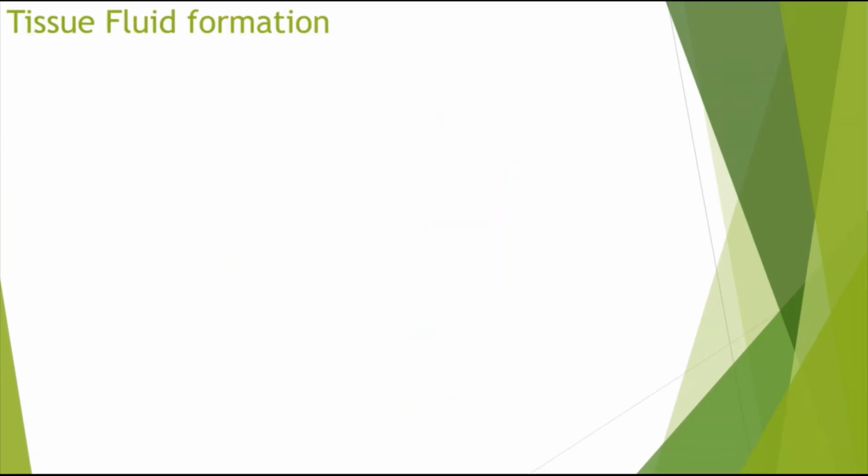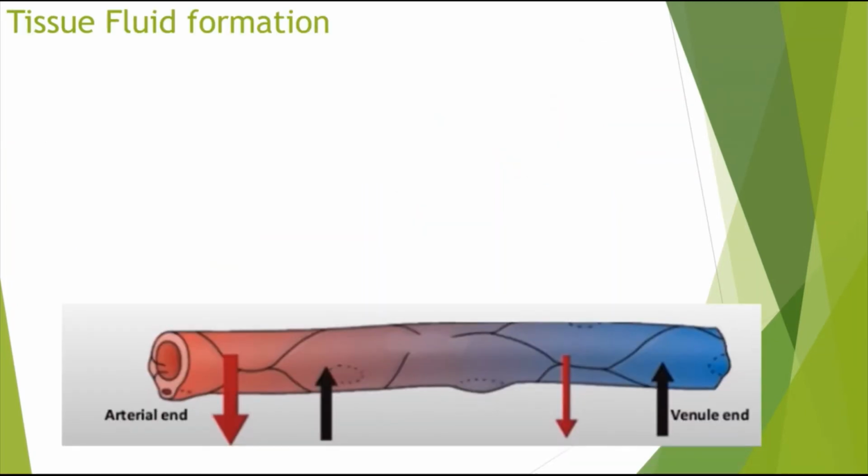Okay, so now on to the tissue fluid formation. So I'll be using this diagram to guide us. You just need to know that this is the arterial end and this is the venous end. The arterial end would be joined to the arterioles, and the venous end would be joined to the venules.